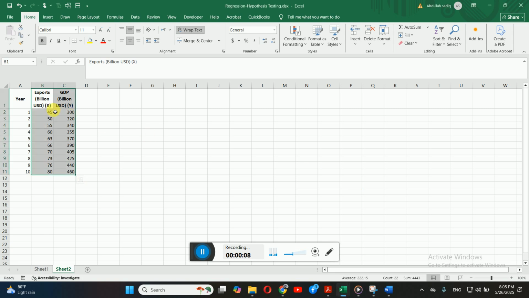Dear students, in this session I'm working on hypothesis testing and regression analysis. So simply we have two variables. One is our independent variable, which is exports, and another is the dependent variable, which is GDP. I'm just exploring the relationship between these two variables. Both of them are in billion dollars.